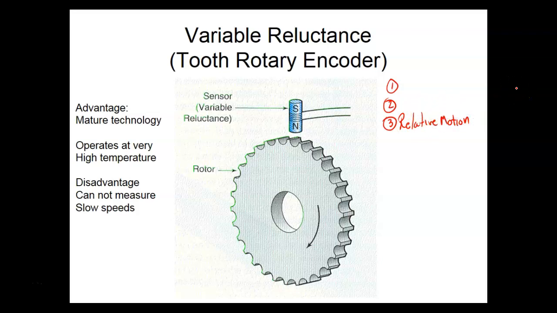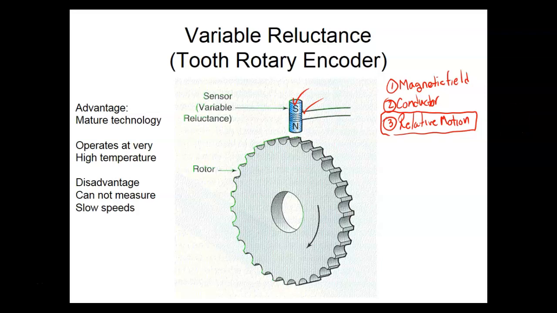Conductor. Okay, we need a conductor. And what do we need? Come on. You come on. You're the only one who seems to know. Magnetic field. So here we've got a magnet. Here we've got a conductor. And now all we need is what? Motion, right? Relative motion.